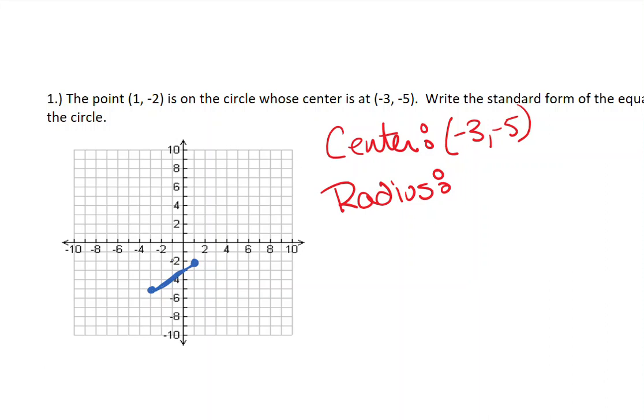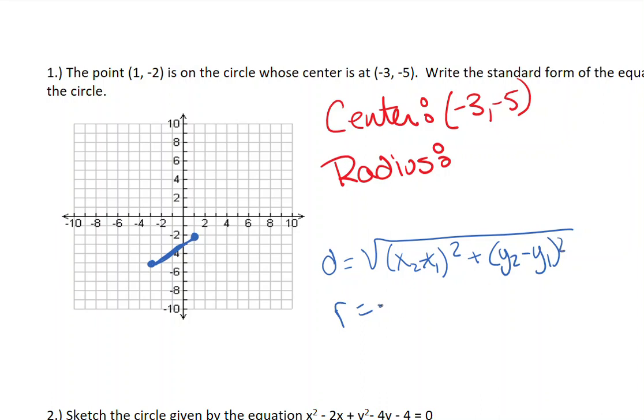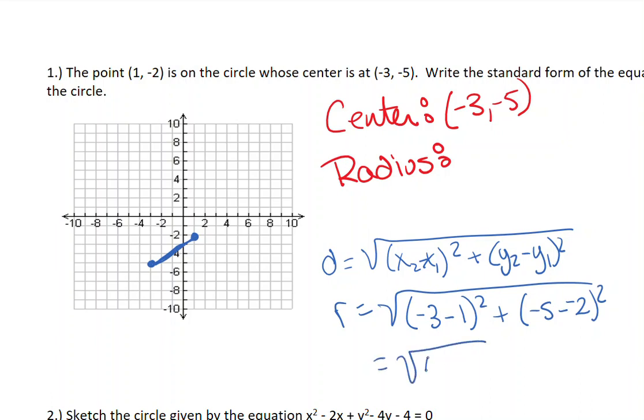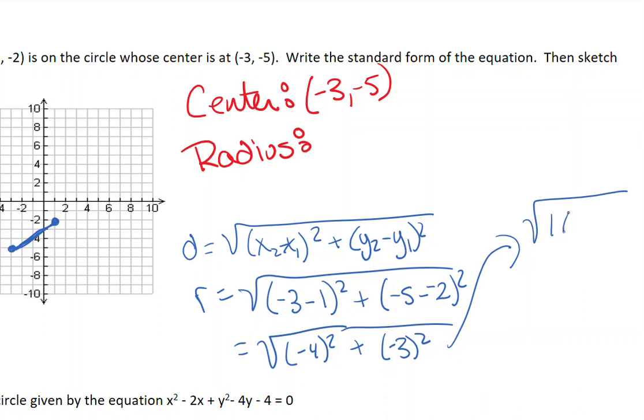So how do I find that distance? By the distance formula, right? So we use the distance formula to find what the radius is. So x2 minus x1 squared plus y2 minus y1 squared. So x2, -3 minus 1 squared plus -5 minus -2 squared. And we just clean this up. So it's going to be -4 squared plus -3 squared. That's going to give us 16 plus 9.